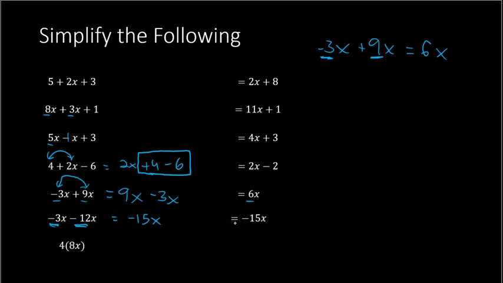Okay, next we have 4 times 8x. Remember, parentheses means multiplication, so we have 4 times 8x. So we alluded to this previously in this lesson, but what we do is think of this as just 4 times 8. That gives you 32. So we have 32 x's. Right? So you can think of this different ways.